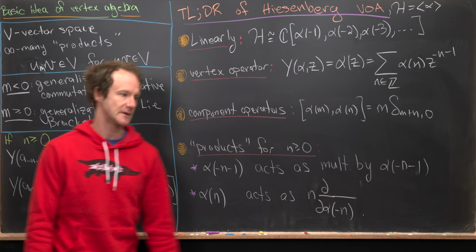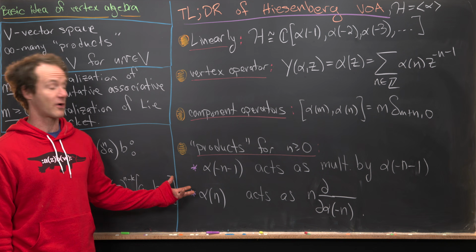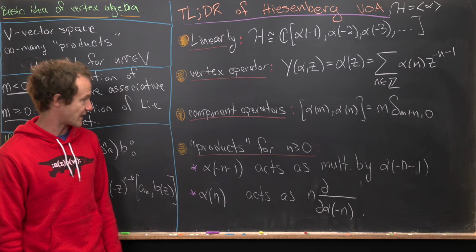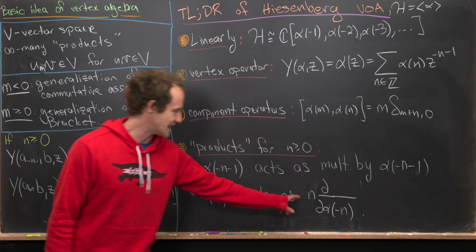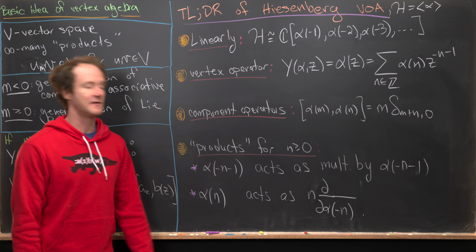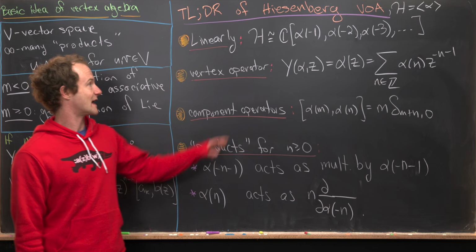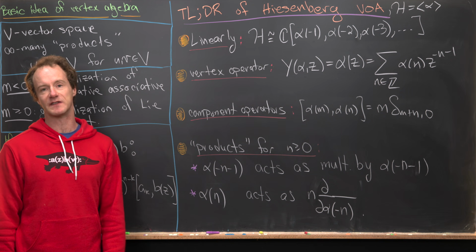Next, if you take alpha of n, so that would be the nth product of alpha with some other vector, that acts as this partial derivative operator. So we've got n times the partial derivative with respect to alpha minus n. And so that's acting on something from this polynomial ring. So that's how we think of this action.